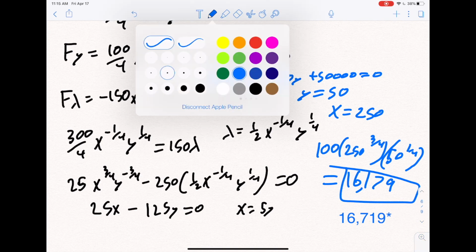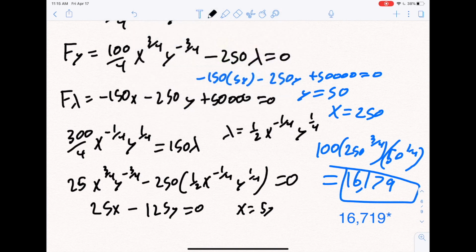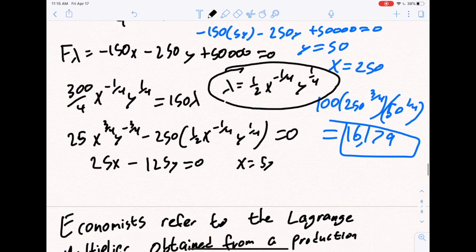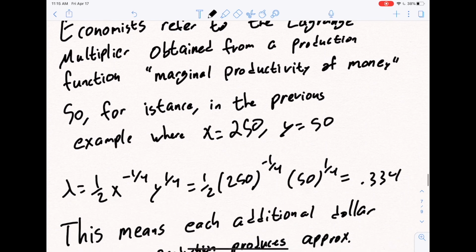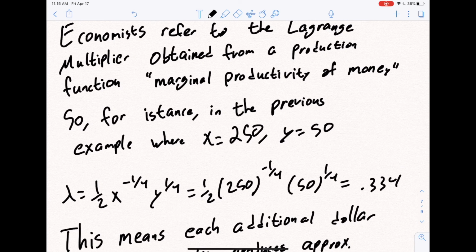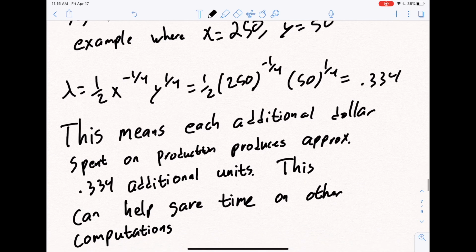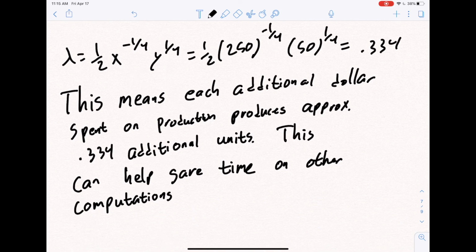One quick note that I want to make here is this lambda that we found, lambda equals 1/2 x to the minus 1/4, y to the 1/4. Economists refer to the Lagrange multiplier obtained from a production function as the marginal productivity of money. So for instance, in the previous example where x equals 250 and y equals 50, lambda equals 1/2 times 250 to the minus 1/4 times 50 to the 1/4, which works out to be about 0.334. This means each additional dollar spent on production produces approximately 0.334 additional units, and this can help save time on other computations.